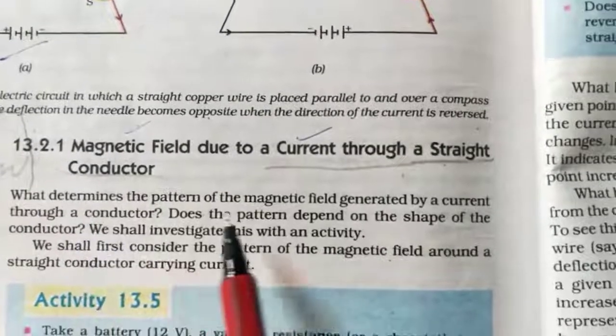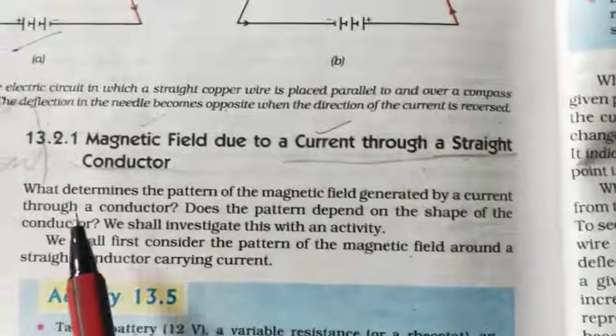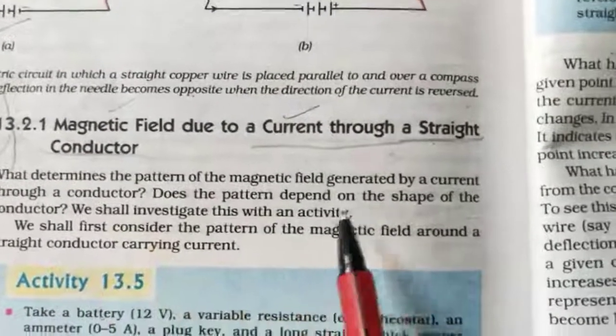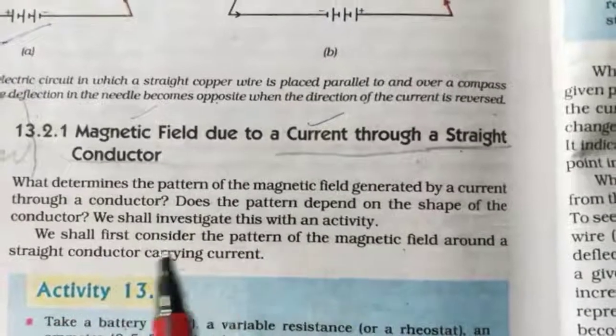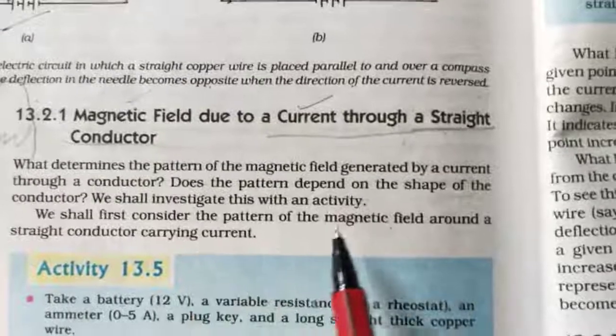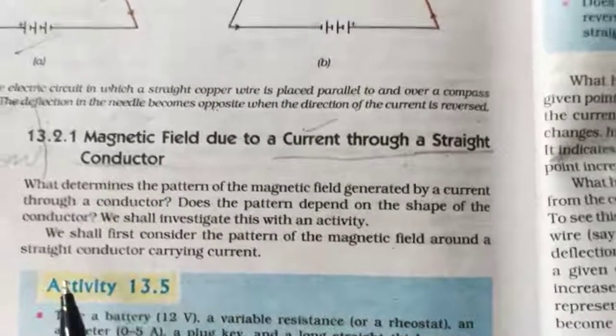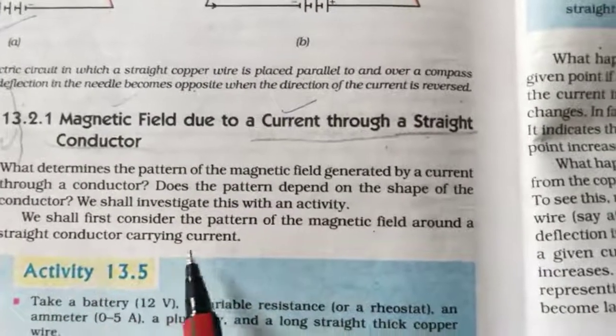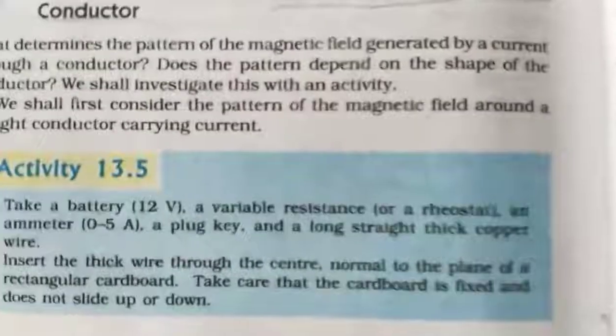What determines the pattern of magnetic field generated by a current through a conductor? Does the pattern depend on the shape of conductor? We shall investigate this with an activity. We shall first consider the pattern of magnetic field around a straight conductor carrying current. Activity 13.5.